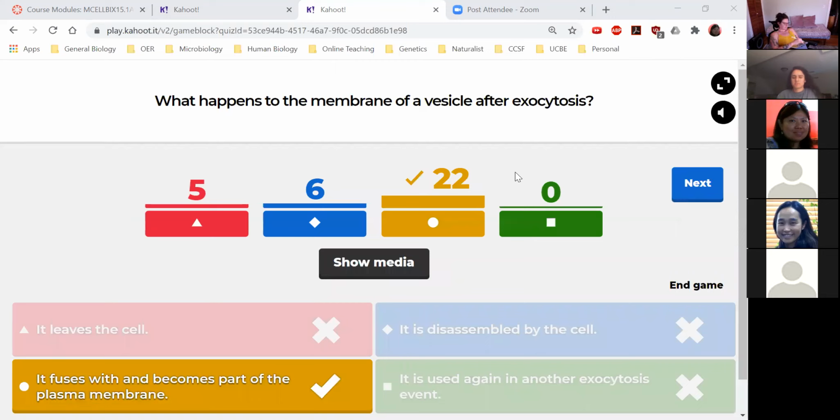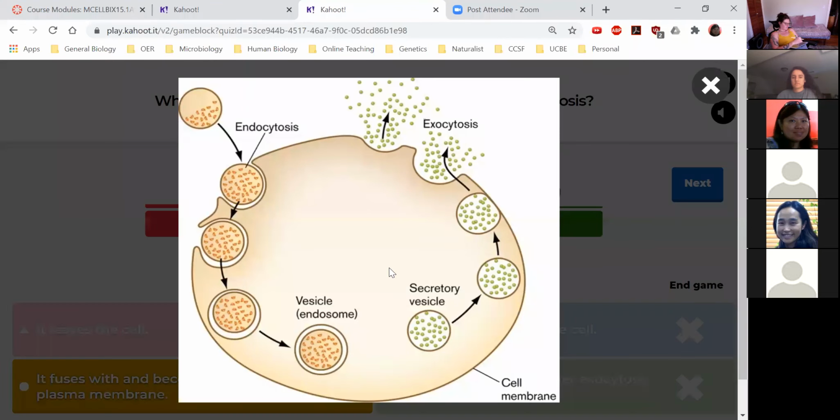Whoa, okay. So this one says, what happens to the membrane of a vesicle after exocytosis? If you look at the picture, we have a secretory vesicle that contains neurotransmitter. So let's say it contains dopamine, and then the vesicle fused with the membrane. And so who leaves the cell? It's the dopamine, right? So the neurotransmitter leaves the cell. The membrane itself, because it's made of phospholipids, basically will become part of the plasma membrane.